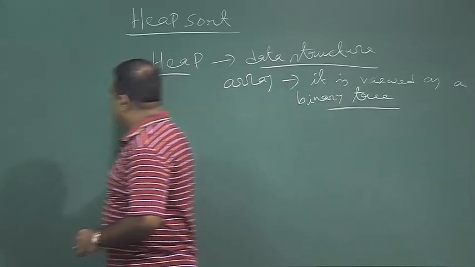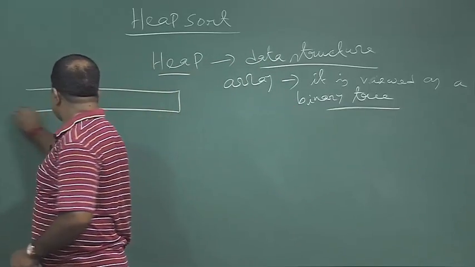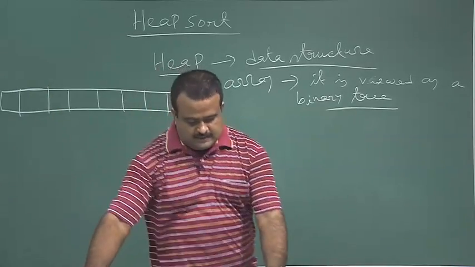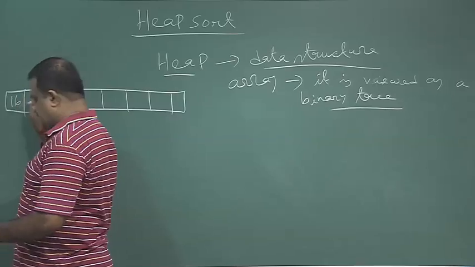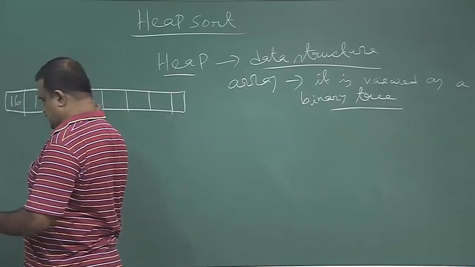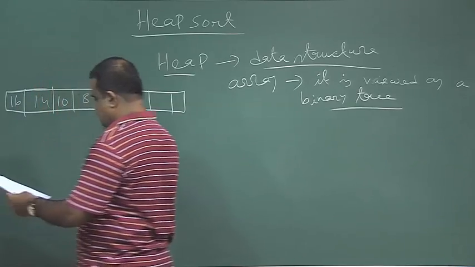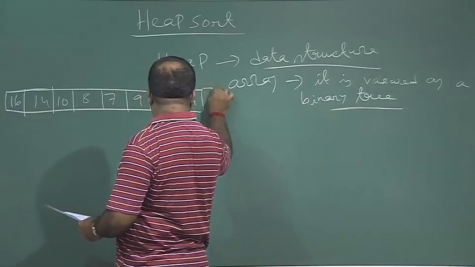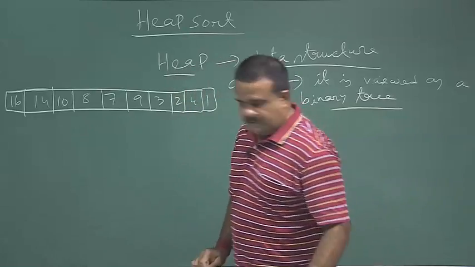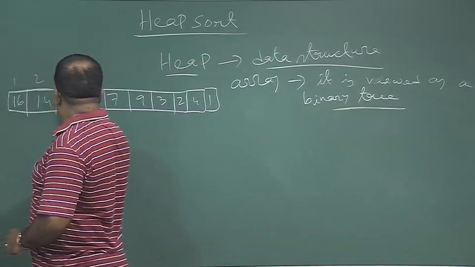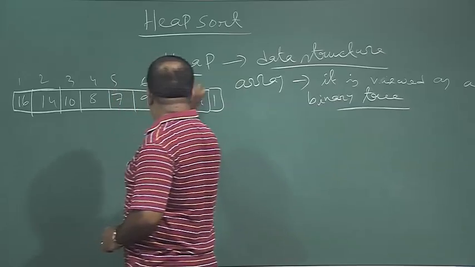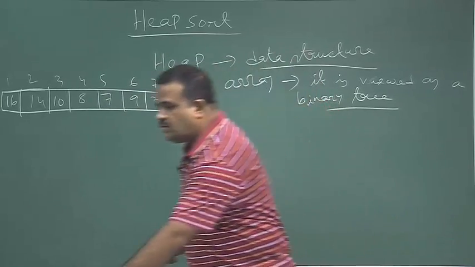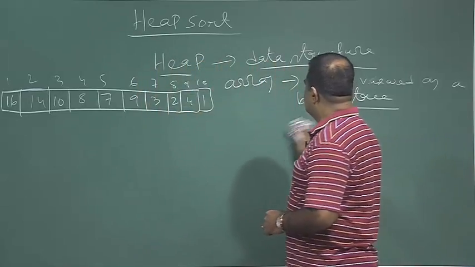So suppose let us take an array. Say we have an array like this: 16, 14, 10, 8, 7, 9, 3, 2, 4, 1. Suppose this is an array, with indices 1, 2, 3, 4, 5, 6, 7, 8, 9, 10. So there are 10 elements. So how can we view this array as a binary tree?